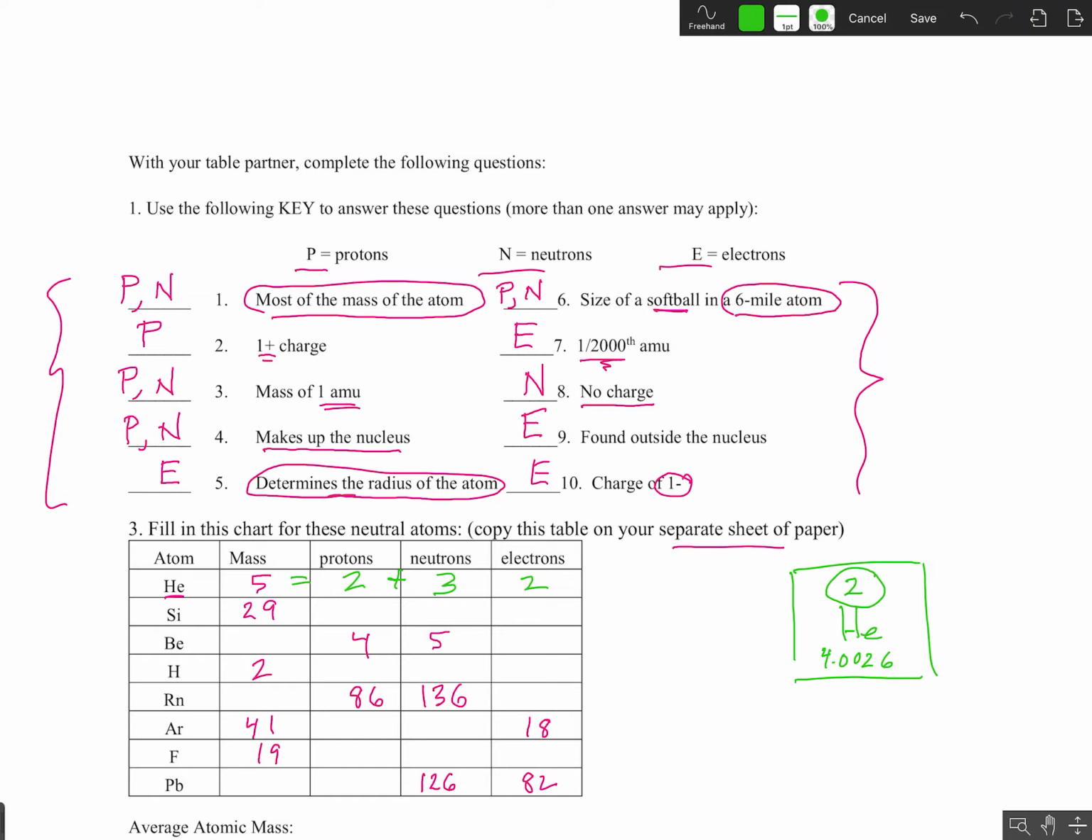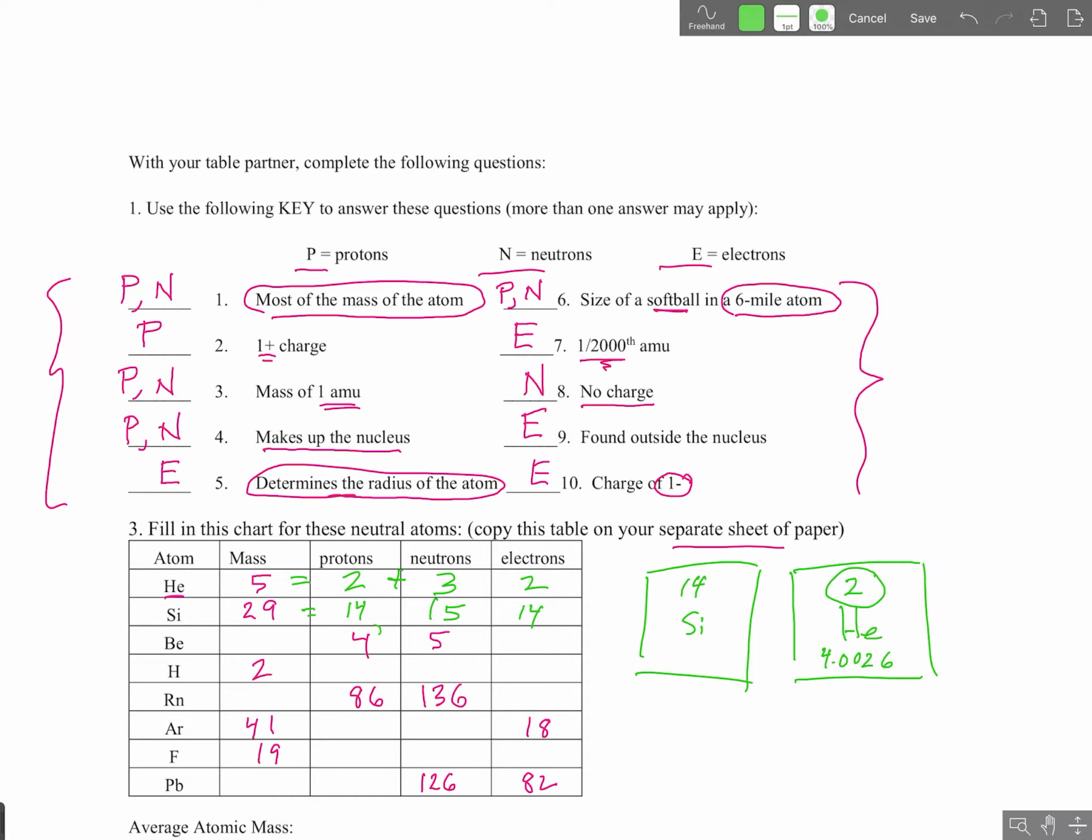Okay, silicon. Its mass is 29, so if you looked up silicon on your periodic table, its atomic number is 14. So we know it has 14 protons and 14 electrons. And let's see, 29 equals 14 plus 15. Good, that isotope of silicon has 15 neutrons.